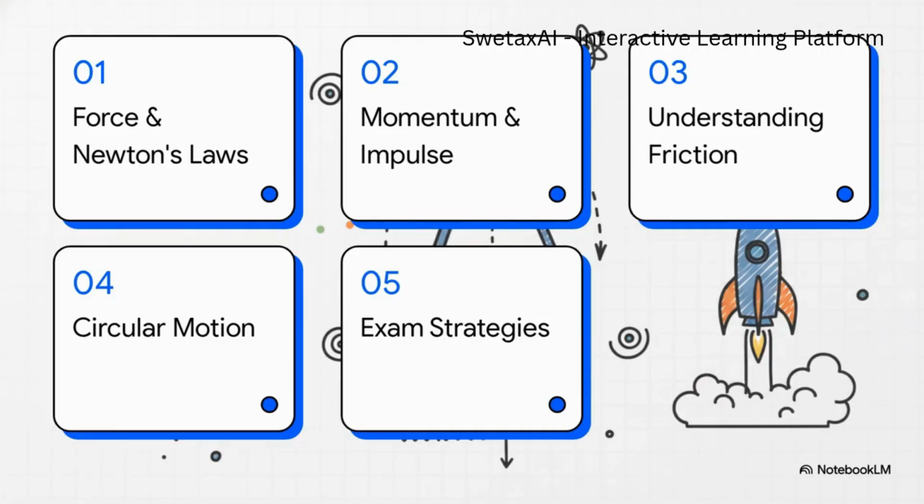Here's our roadmap for the Explainer today. We're covering 1. Force and Newton's laws. 2. Momentum and impulse. 3. Understanding friction. 4. Uniform circular motion. And finally, 5. Essential exam strategies. Let's get right into it.